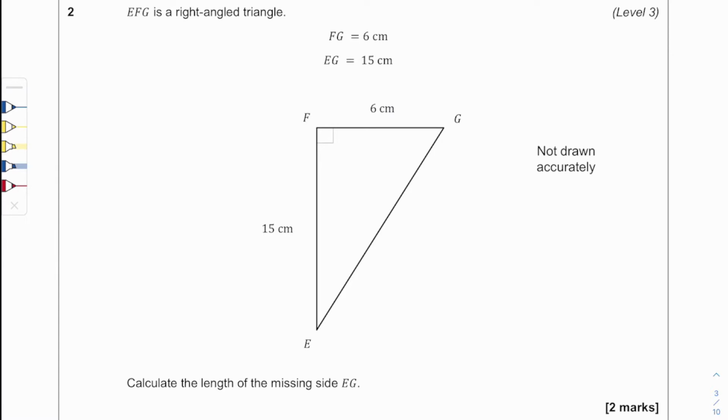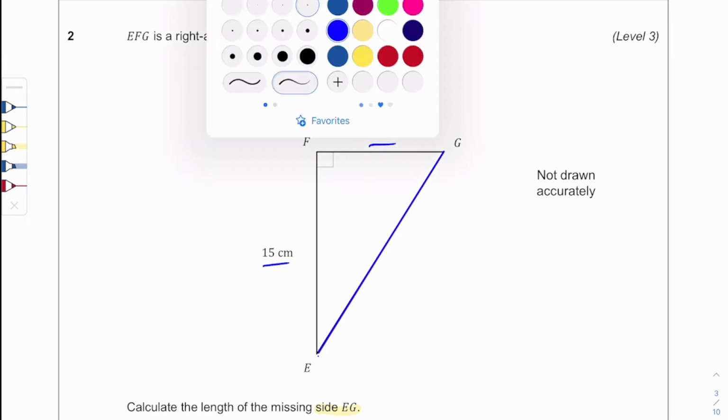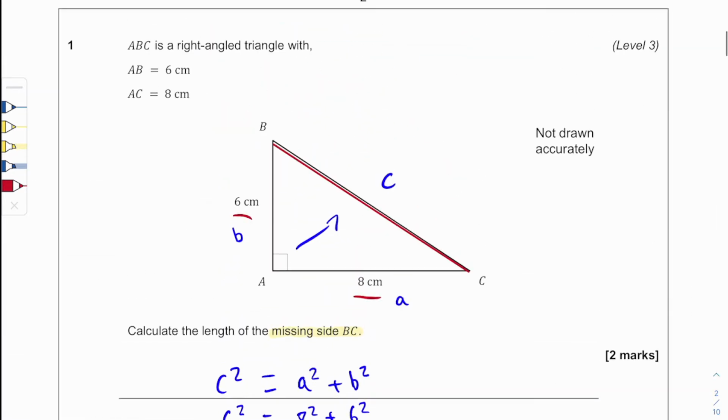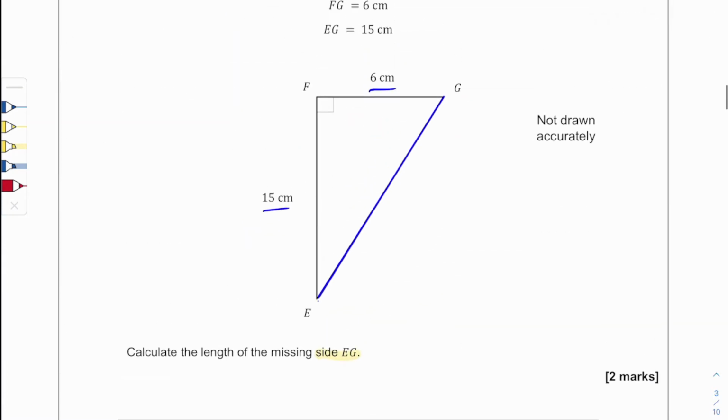Okay, we're told that EFG is a right angle triangle, and we've got two lengths. So FG is 6 centimetres and EG is 15 centimetres. And we need to calculate the length of the missing side, which is EG. So the missing side this time is this length here, so E to G. Okay, so this is pretty much an identical question apart from the triangle being rotated. So we've got a hypotenuse with a missing length here, and we've got the same thing here. So we just need to do the exact same working out and we'll get the correct answer.